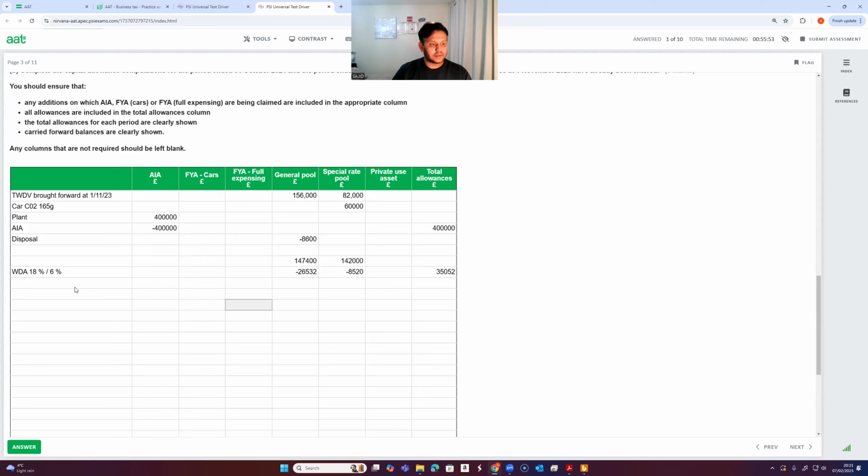So that's my total allowance. And the carried forward balance will be same. So CF WD, just a minus. So 147,400 minus 26,532. That will give me 120,868. Same thing here, 142,000 minus 8,520, 133,480.